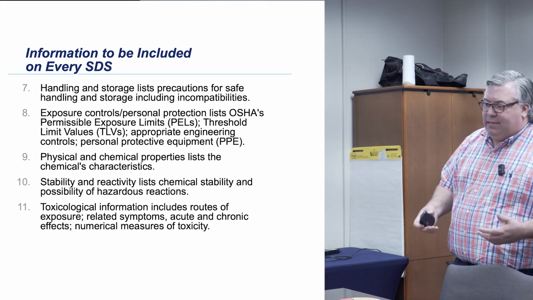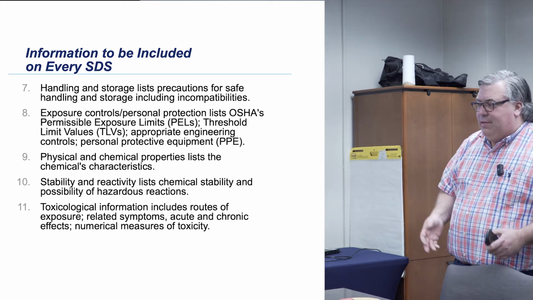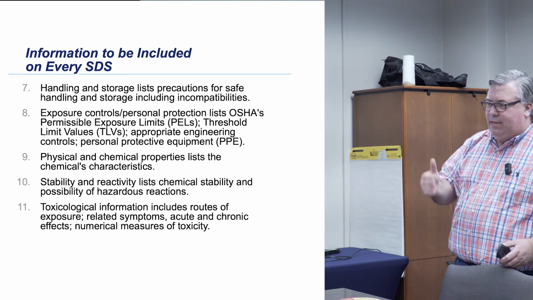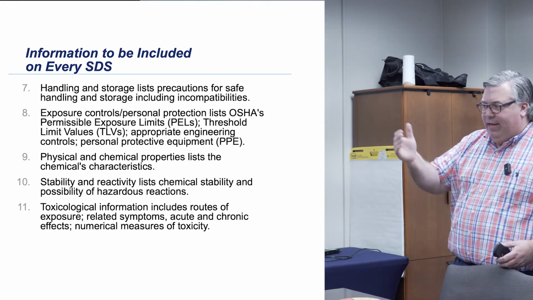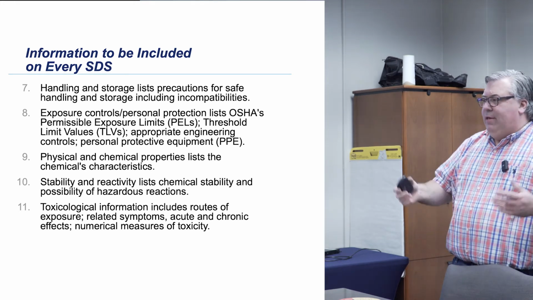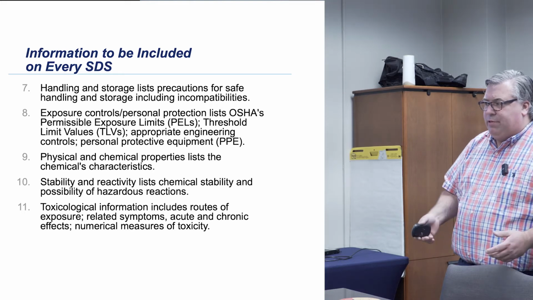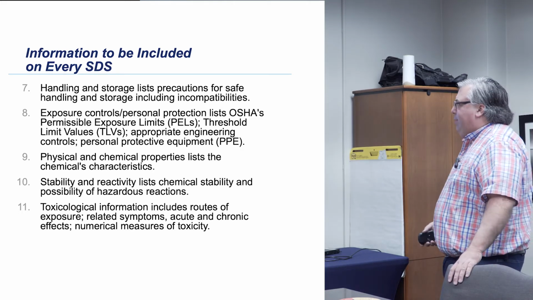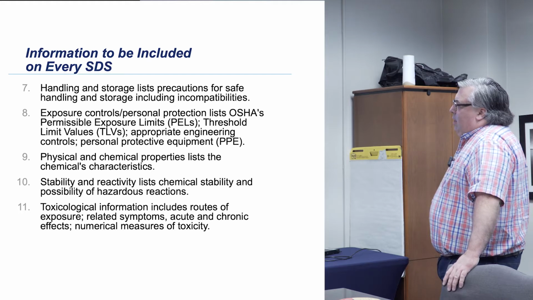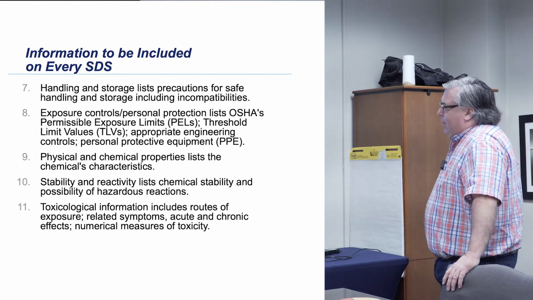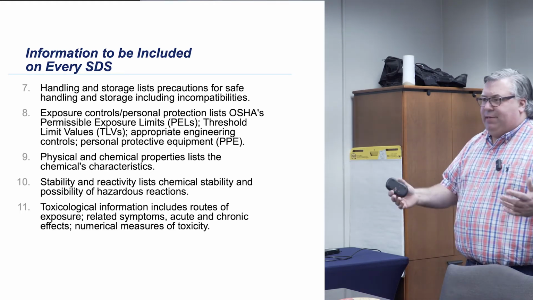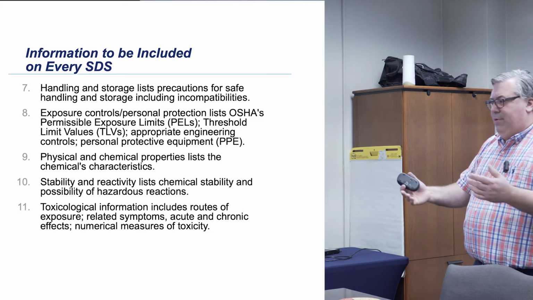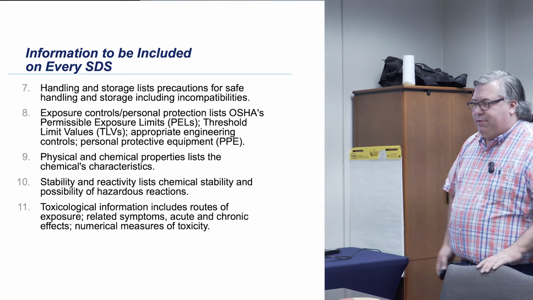So this tells us what are safe levels. So if our employees are exposed at this level, they're safe, but above that, we need to get some kind of either environmental controls or personal protective equipment to keep our employees safe. 9, physical and chemical properties. Is it a liquid? Is it a solid? At what temperature does it boil? At what temperature does it melt? That sort of thing.